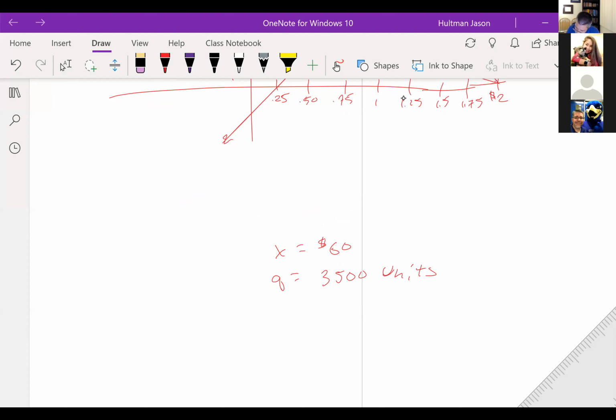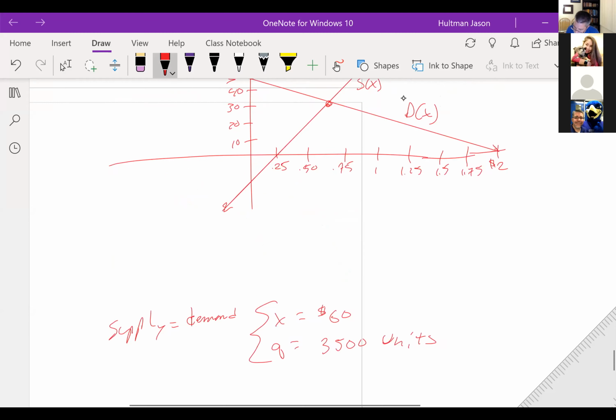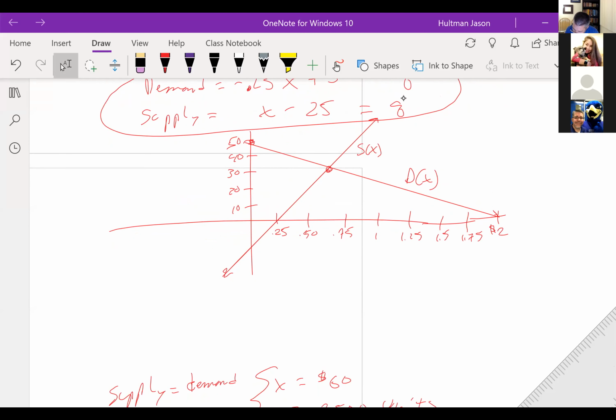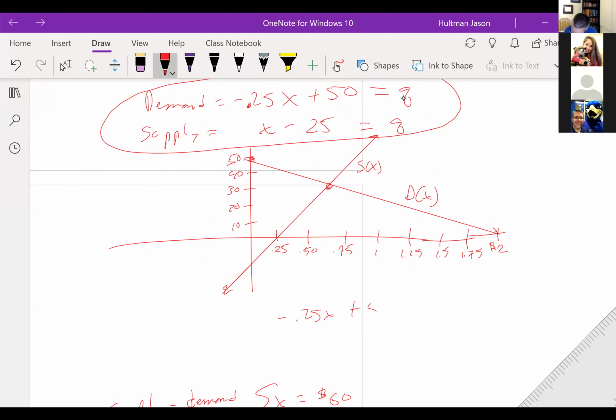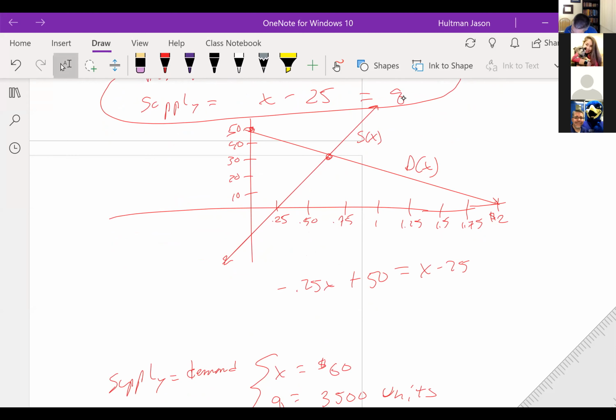Would that be your break-even point? Yeah, this is my break-even point. This is when supply equals demand. And we could easily see that, again, by just setting them equal to each other. So this would be negative 0.25x plus 50 is equal to x minus 25. Then we get negative 1.25x is equal to negative 75. Divide, and we get x equals 60.